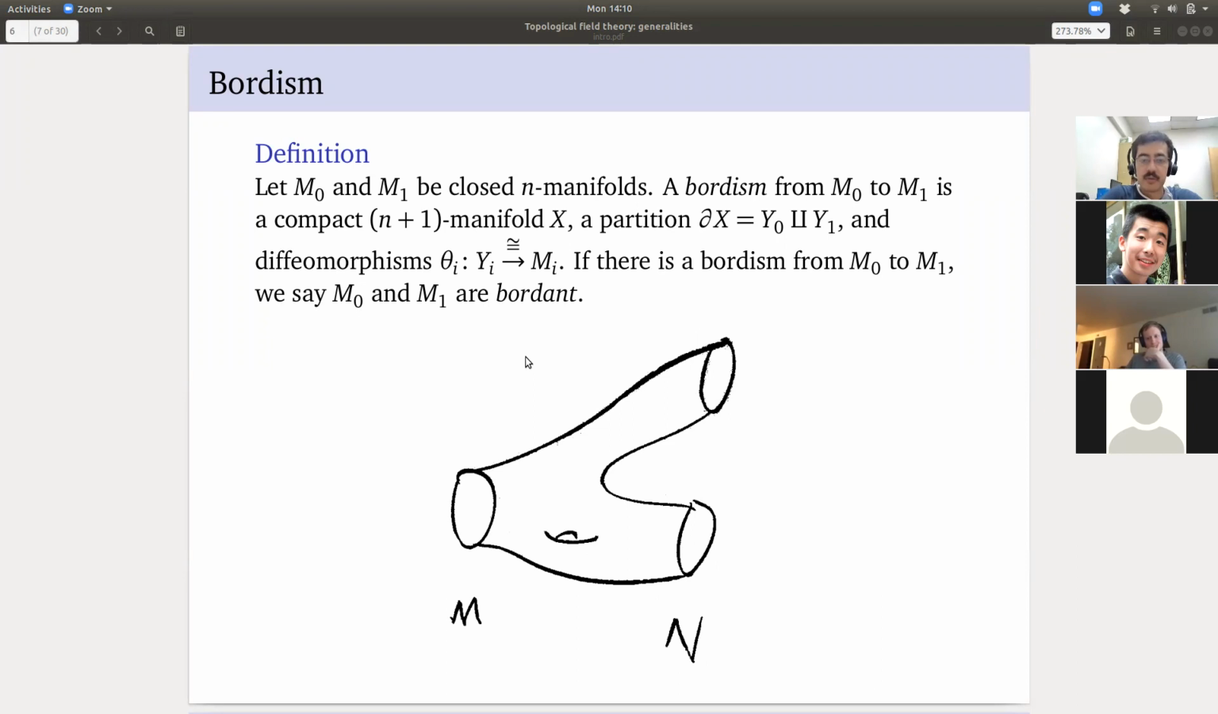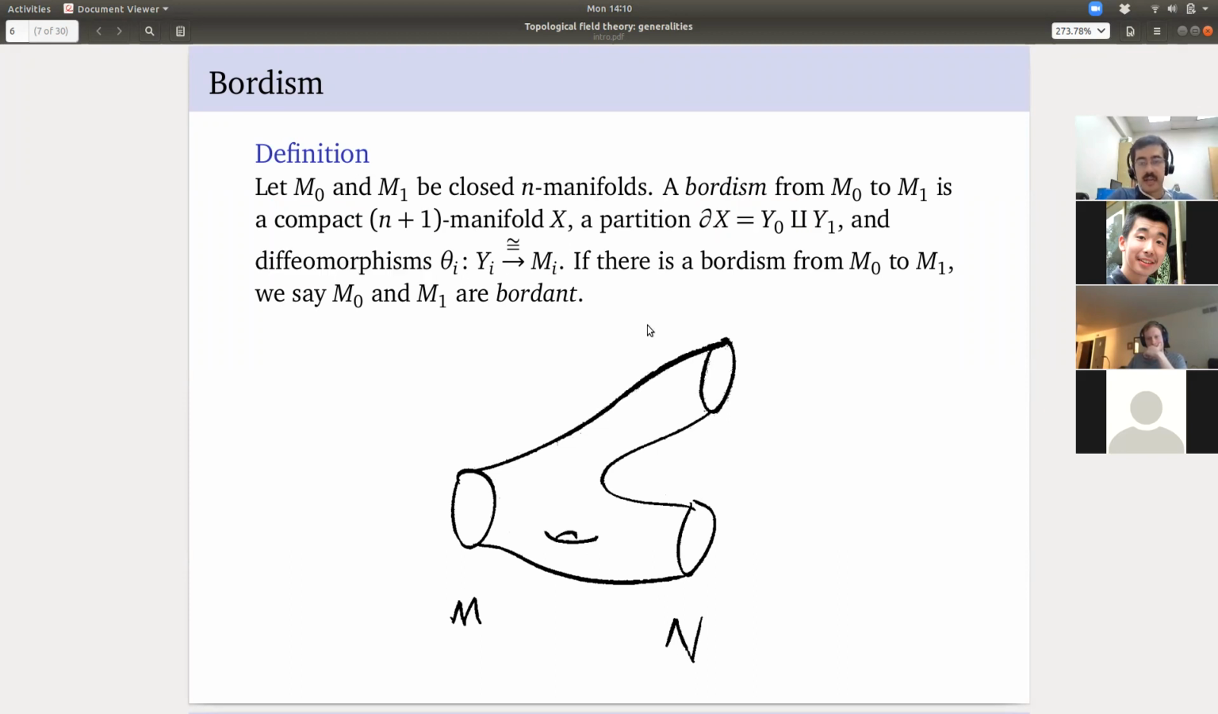Okay, so what I was going to say is the precise definition of a Bordism is that we pick a compact manifold of one dimension higher, and we identify the boundary components with the two manifolds we started with. It's not just that there is a diffeomorphism. The diffeomorphism is part of the data.